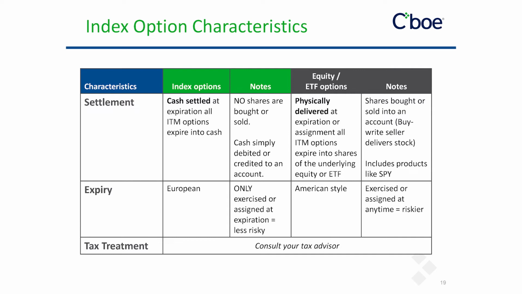All ETF and equity options are American style. All index options, with the exception of OEX options, are European style. All that means is equity or ETF options could be assigned at any point on or before expiration. That's an American style option. Index options like SPX can only be assigned at expiration. That's a European style option. In short, European style options mitigate the risk of early assignment. So what's that mean in the real world?